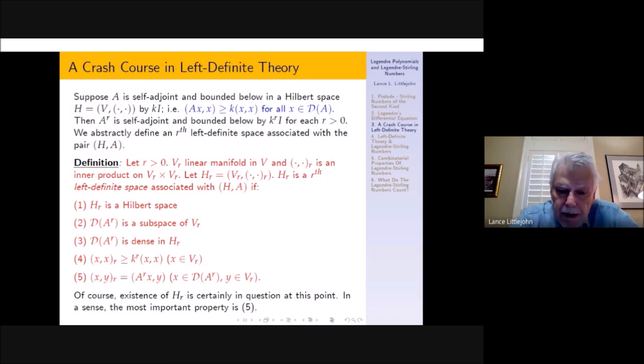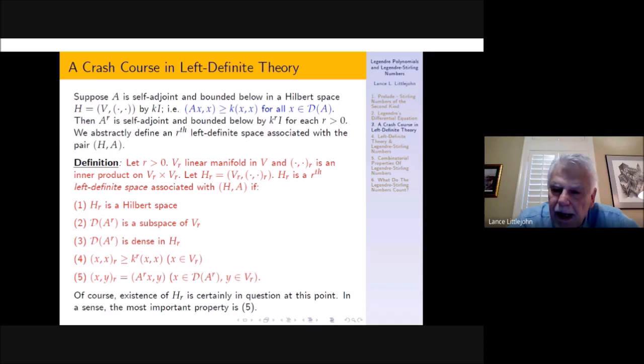Now, all five of those are needed to talk about a left definite space, and you can't drop any of them, okay? We have counterexamples if I only consider four of the five or something, right? So they're all equally important. But in a sense, property five is the most important. And the reason is we can kind of see what five is saying. Five is telling us that the Rth left definite inner product is generated by the Rth power of A.